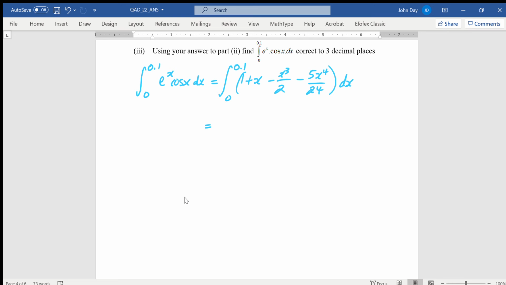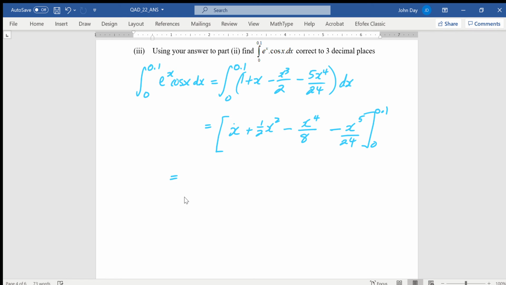All right. So the integral of 1 is x. The integral of x is half x squared. The integral of x cubed on 2 is x to the 4, and that will be on 8 because that'll be a minus x cubed on 2. And the integral of 5x to the 4 on 24, we've got x to the 5, and that'll give you 5x to the 4. So we just want x to the 5 on 24, minus 5x to the 4 on 24. And we want from 0 to 0.1.